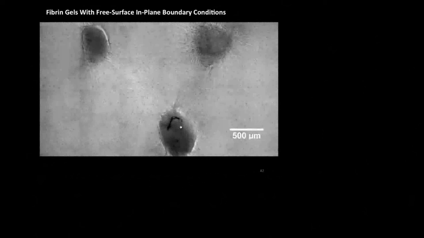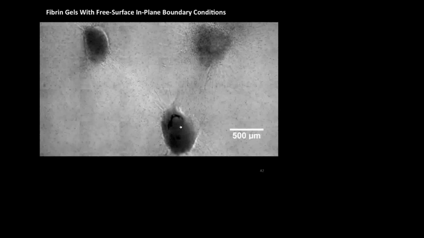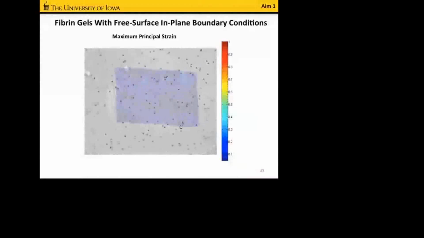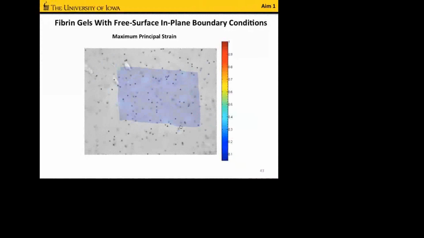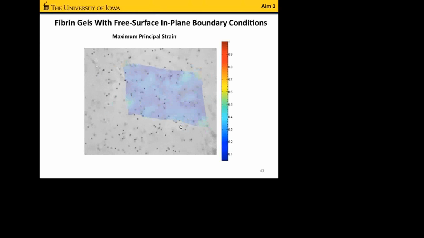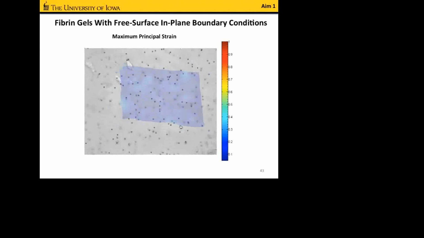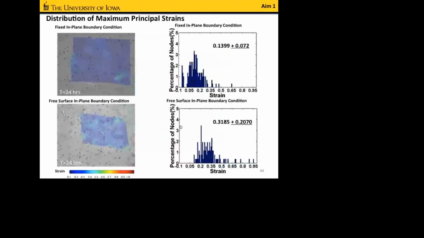And so, again, you can pull out the individual frames and quantify the displacements and get measures of strain. And we find that we get much larger displacements and strain in the free in-plane boundary condition situation. And we can make comparisons here. These are just histograms from the 2 conditions, and we see that we get, on average, much larger strains with the free in-plane boundary condition.